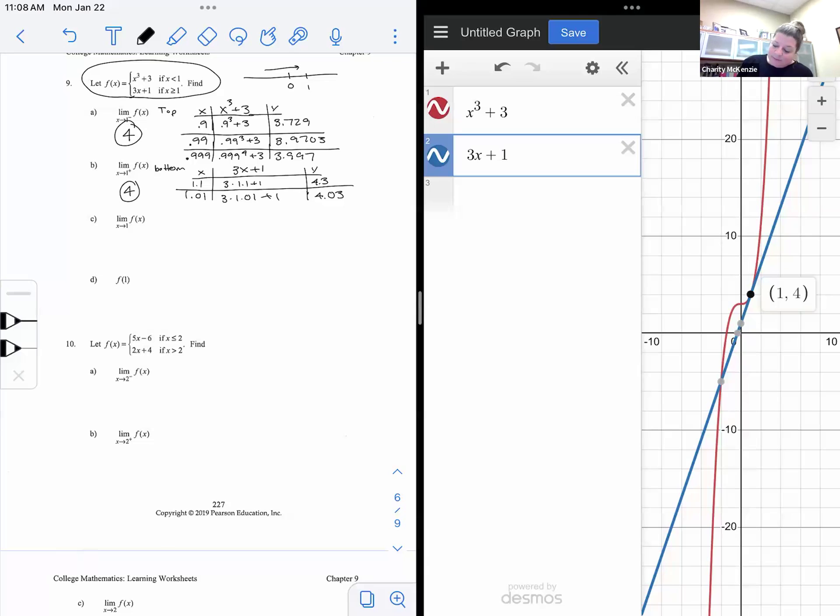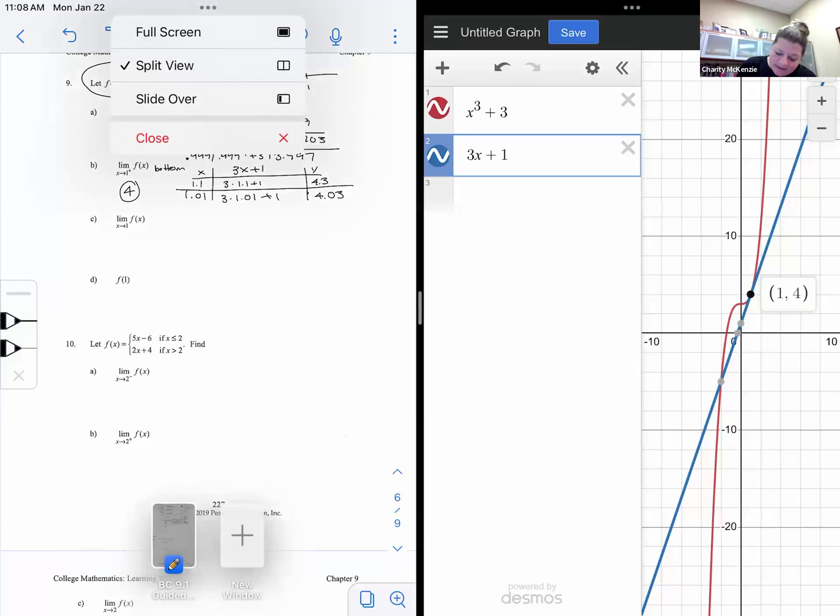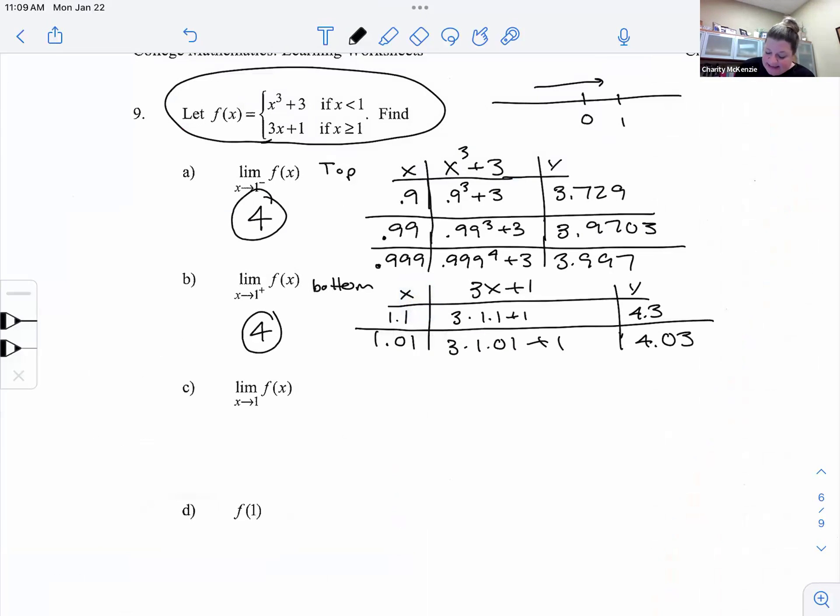Okay, so if we go back to full screen, then we can say because the left and right side are the same, there is a limit. It is at 4. But we had potential. Those graphs start at the same point. What if one started way over here? Then they would have had a break. There would not have been a limit.